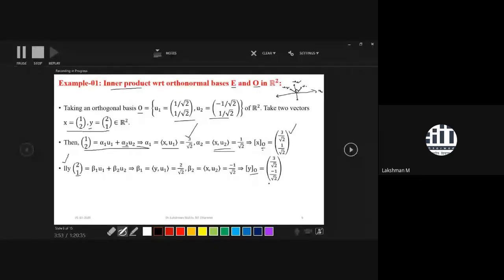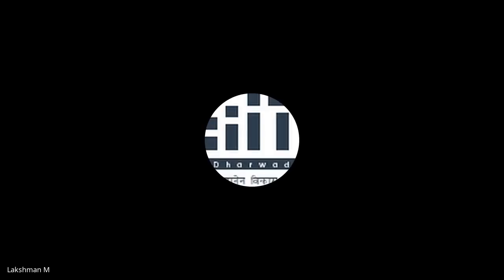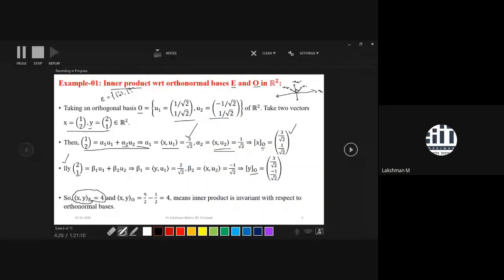Now we will try to find two things. First, we will find the inner product of x and y with respect to the standard basis. So what is the standard basis for R2? Again, I would like to write it here. This is the standard basis of R2. The coordinates of a vector with respect to the standard basis happen to be the vector itself, so you don't need to calculate coordinates directly. Just do coordinate-wise multiplication: 1 times 2 plus 2 times 1, that means 2 plus 2 equals 4. You got 4. 4 is the inner product of the given vectors x and y with respect to the standard basis.